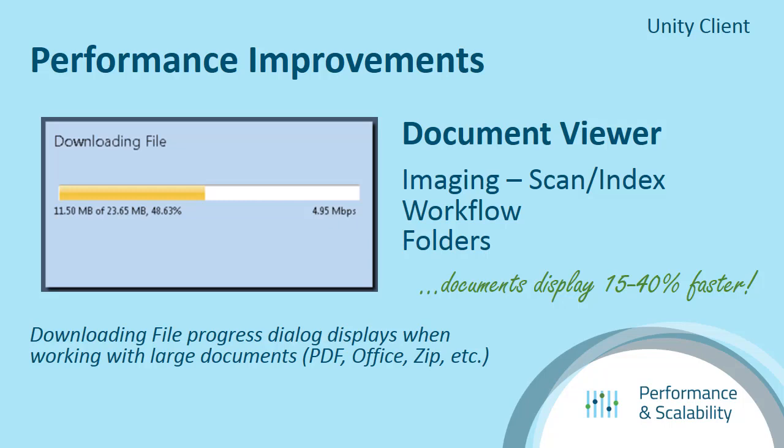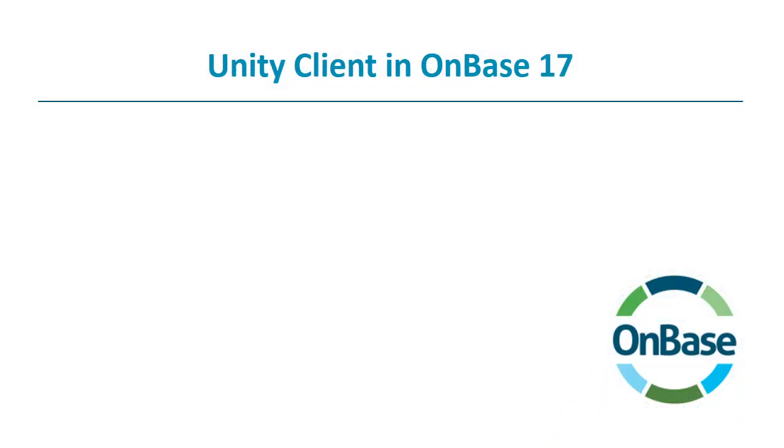And our performance team gave me some metrics that documents now display 15 to 40% faster than they did on comparable operating systems and hardware with OnBase 16 and 17. You'll also note that our downloading file progress dialog is new, and it displays the progress of the download when working with larger files. This is helpful when you've got a giant PDF, Office file, or even zip. So obviously the biggest things are the UI and the performance enhancements, but we have a few more little client features that I felt were worth mentioning. They're not necessarily unique to Unity, but they do apply to Unity Client as well.